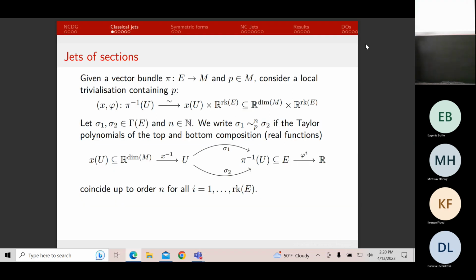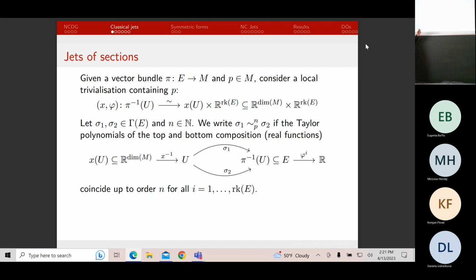Okay, so now let's move back to classical differential geometry and let's see the object that we want to generalize. So we start from a vector bundle E over M. This can be done in much more general context, but we'll just deal with the vector bundle part. And let's take a point in the base manifold. Now, every bundle is such that it admits around each point a local trivialization, which tells us that the bundle can be seen as the trivial bundle over some open subset of a real vector space.